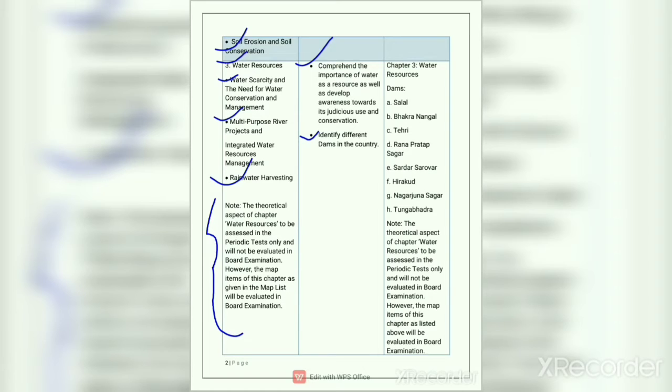As I have told you that map pointing is there from this chapter, so let us see what are the map pointings which are there in the syllabus from this chapter. You have to point out or you have to locate different dams on an outline map of India. They are Salal, Bhakra Nangal Dam, Tehri Dam, Rana Pratap Sagar, Sardar Sarovar, Hirakud Dam, Nagarjuna Sagar, Tungabhadra.